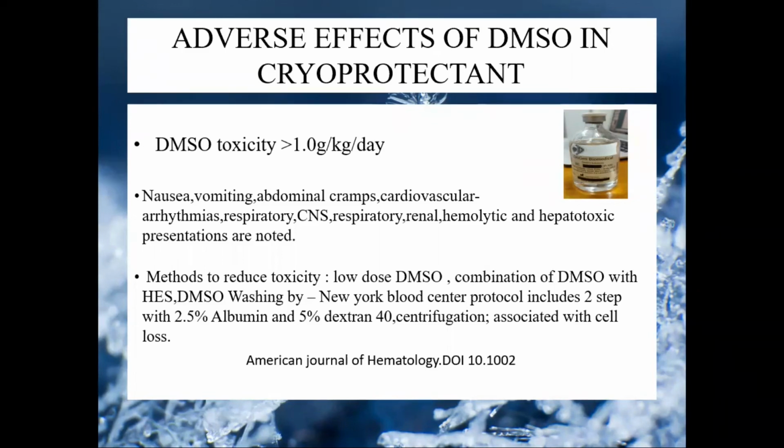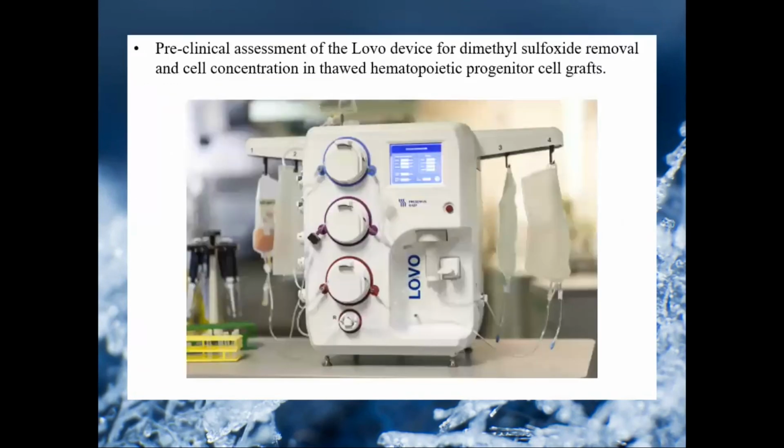You can give antihistamines. Methods to reduce toxicity are, you can reduce the DMSO dose by adding polymers like pentamer, HES, pentastarch. And DMSO washing is another one. The standard protocol for DMSO washing is the New York Blood Center protocol, which includes two-step addition of 2.5% albumin and 5% dextran. And among recent advances, a device with automation has come up for washing DMSO, but it has a drawback. It has a cell loss of 30% up to 31%, which is not this high in general washing. If the patient is a non-cardiac patient, or if the patient is in an unavoidable situation, you have to do washing. That's generally not advocated in many centers.